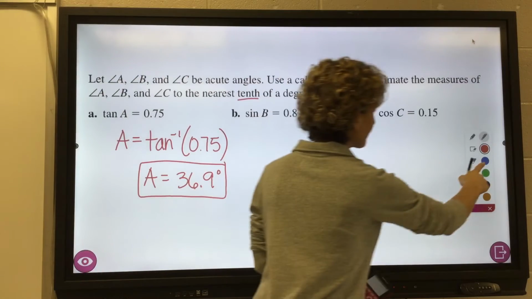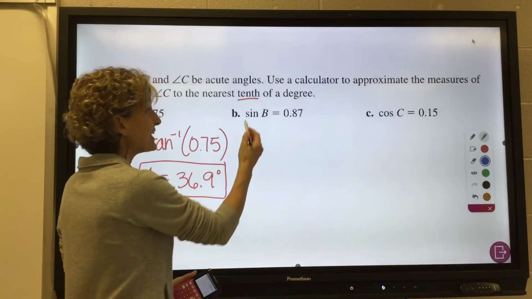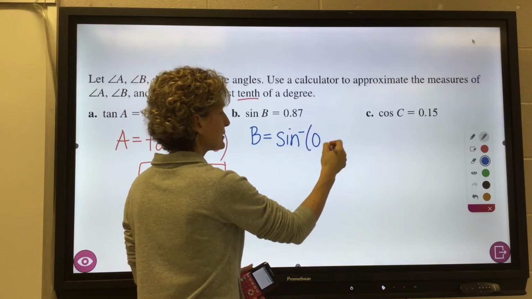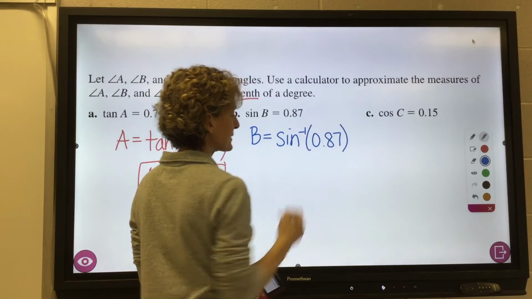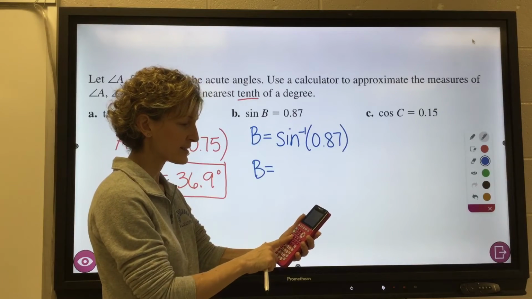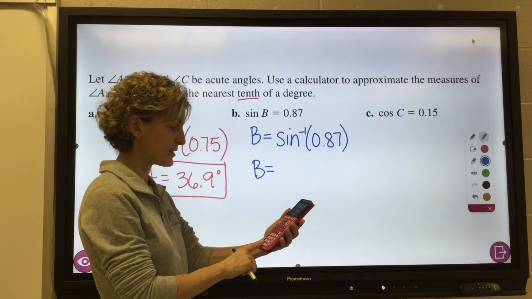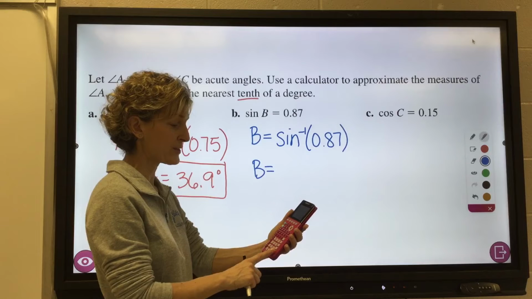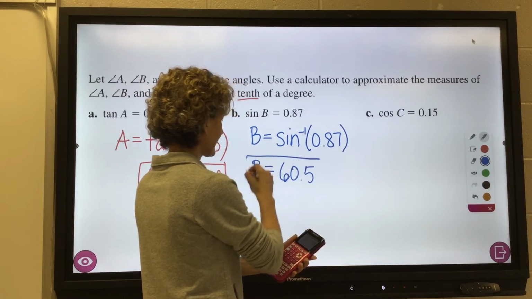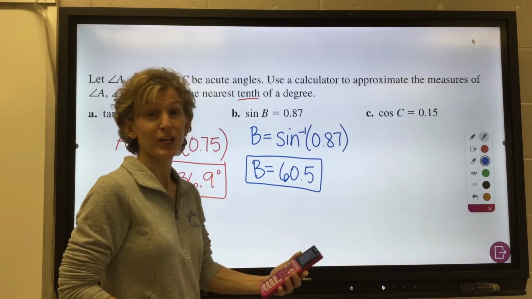All right, let's try B. Okay, right now it's being signed. I want to undo that with the inverse sine. And so it's inverse sine of 0.87. Okay, so I put it in the calculator. I hit second sine, and you'll see that it says sine to the -1. That's inverse sine. 0.87. Close parenthesis, enter. 60.5. Okay. Make sure you end up with an acute angle. If not, check the buttons you pushed.